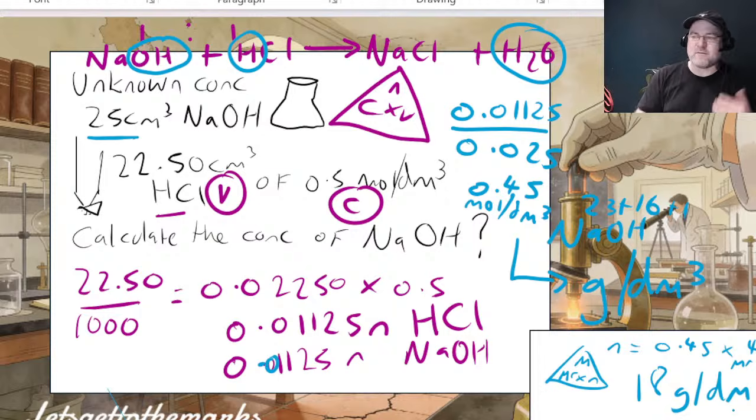So if they ask you to convert, the clue that you would have to do the Mr is they would give you the Ar. They'll give you Na equals 23, O equals 16, H equals 1. Bosh.